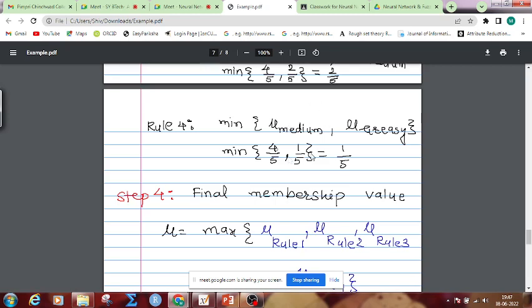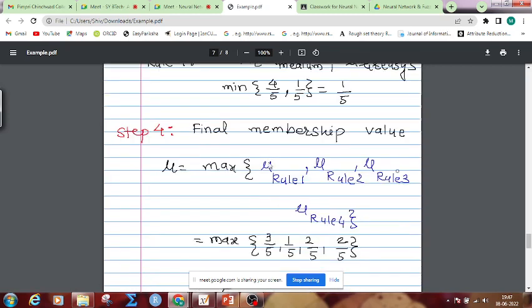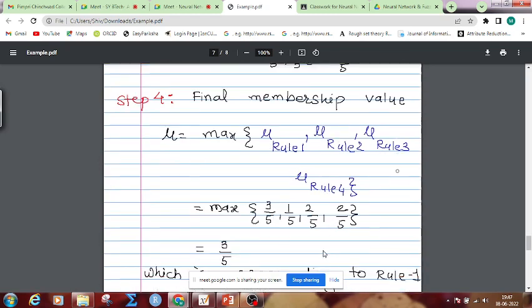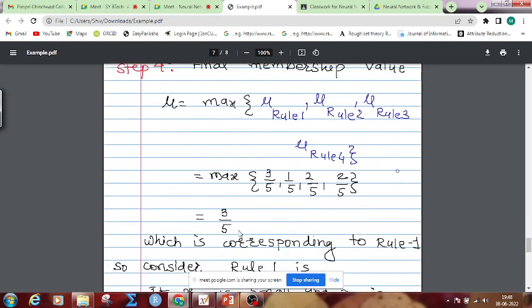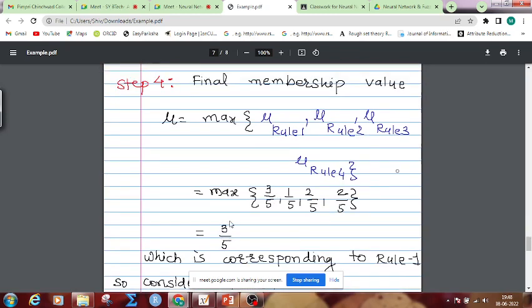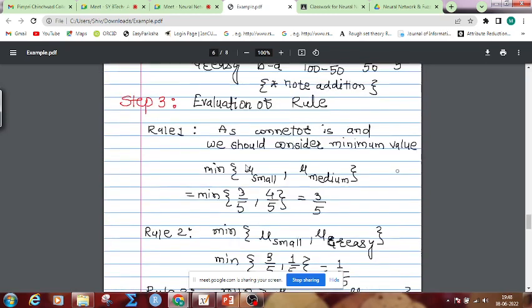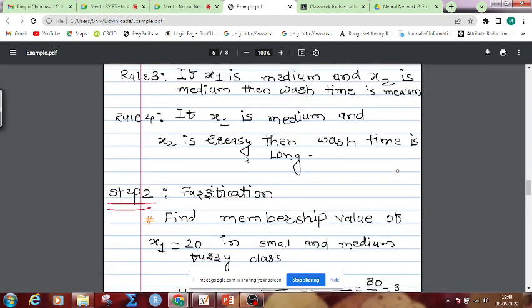When we are aggregating the rules, we are going to find the final membership value. What is that membership value? That is the max of the memberships you get for Rule number 1, Rule number 2, Rule number 3 and Rule number 4. Out of these, the max value is equal to 3 by 5. This is the max membership value. It is corresponding to which rule? It is corresponding to Rule number 1, that is 3 by 5. So we should consider Rule number 1 for the final answer. What is Rule 1? See Rule 1 now. Again go to Rule 1.